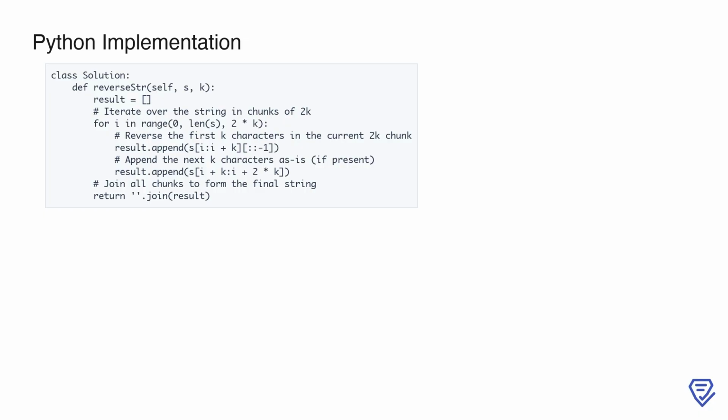Within each chunk, the first k characters are reversed using slicing with ::-1. These reversed characters are added to the result list. Then, the next k characters, if present, are directly appended to result without modification. Finally, after processing all chunks, the result list is joined into a single string using .join(result), which is returned as the final output. This approach ensures that the transformation adheres to the problem's constraints while maintaining an efficient O(n) runtime complexity, where n is the length of the string s.